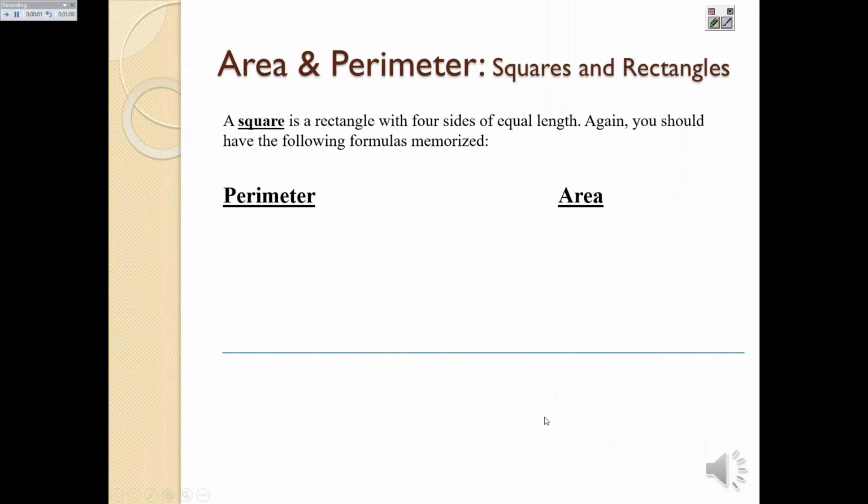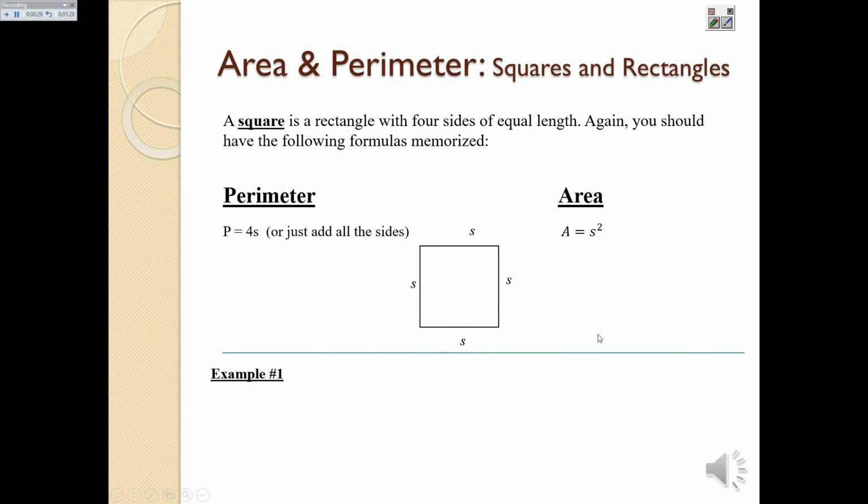Let's look at squares. A square is a rectangle with 4 sides of equal length. Again, you need to have the following formulas memorized. For the perimeter, it's just 4 times side, since all the sides are equal, or just add up all the sides. For the area, it's side times side, because basically we're doing length times width. And if they're all equal, it would be this side times that side, or side squared.